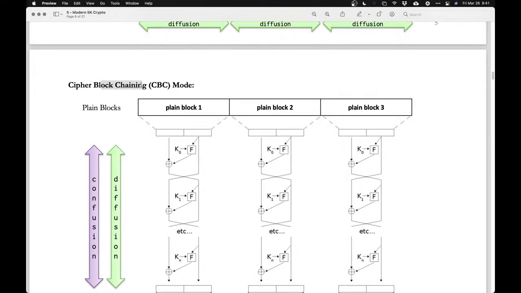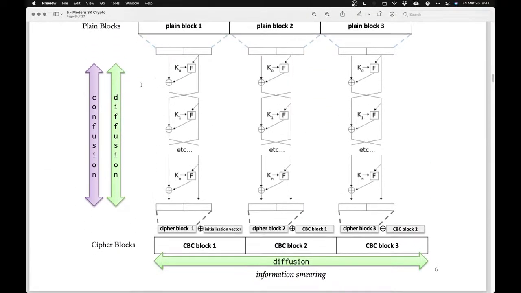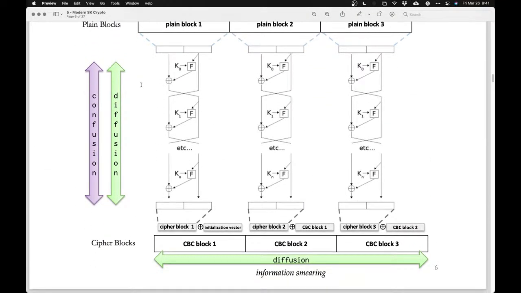There are several other modes, dozens of other modes out there. I'm not going to go into all of them, but they're all essentially trying to do the same thing. They're trying to smear information around between the blocks somehow. In cipher block chaining mode, we're smearing it from left to right. There'll be other modes where we smear it more randomly between the blocks, not necessarily just left to right. Maybe a block from the right can be brought in to modify a block on the left even.